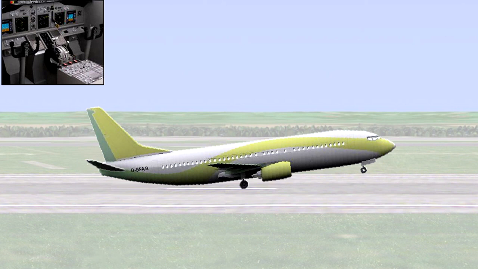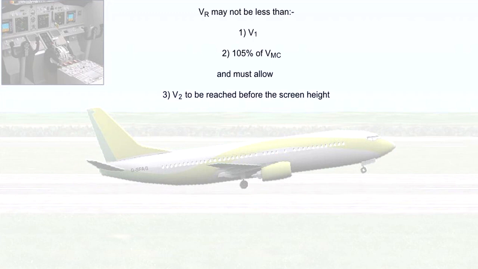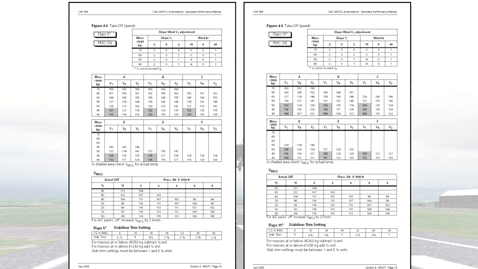off the ground. The certification specifications state that VR must not be less than V1 and must not be less than 105% of VMC. It must allow the aeroplane to obtain V2 before reaching the screen height, and it must also allow the aeroplane, if it were rotated at its maximum practical rate, to obtain a VLOF with the correct speed margin from VMU. Lastly, as with other speeds, we need to examine the factors that affect VR.